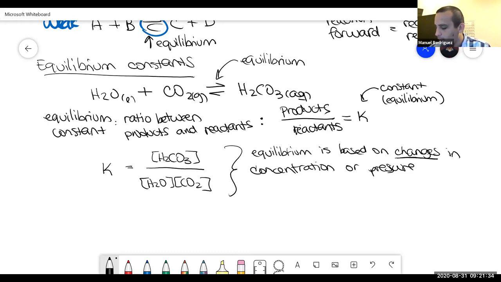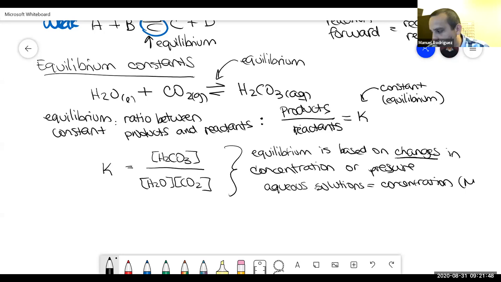So aqueous solutions have concentration values, right? They are like molar concentrations, and they can change. If you have more moles, it gets higher. If you got less moles, you got lower. Gases normally have pressure, which is normally measured in atm. If you have more moles of gases, you get higher pressure. If you have less moles of gases, you have less pressure. That makes sense?